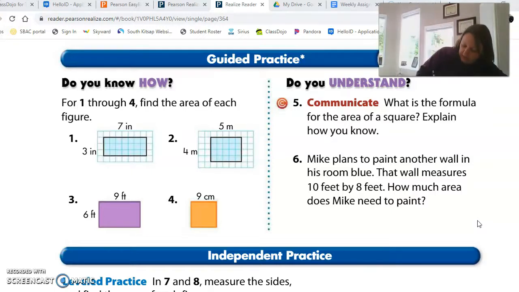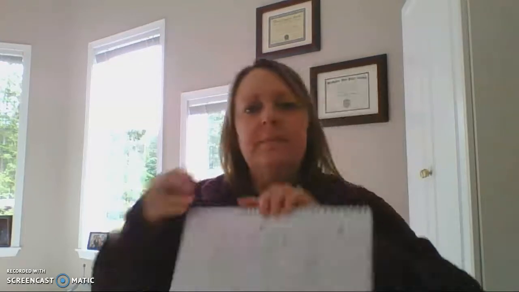So I know that the area equals length times width. Area equals 10 times 8. So the area of his wall is, good job, 80 square feet.